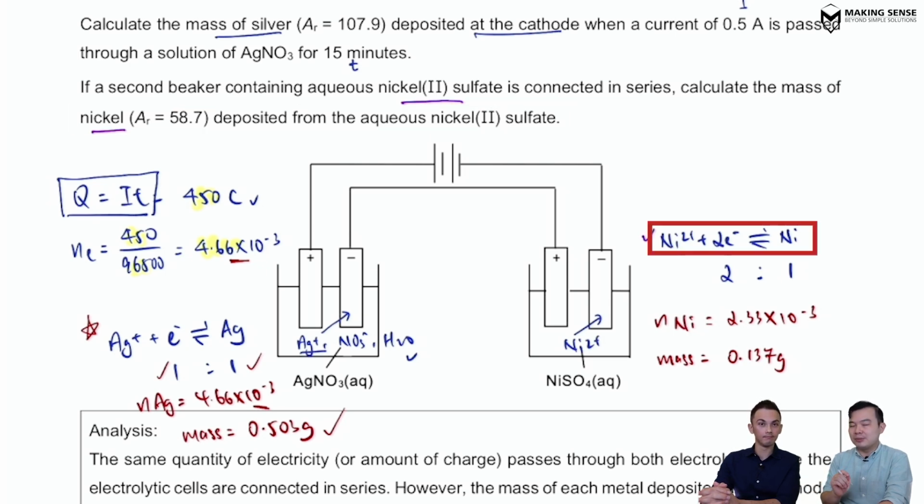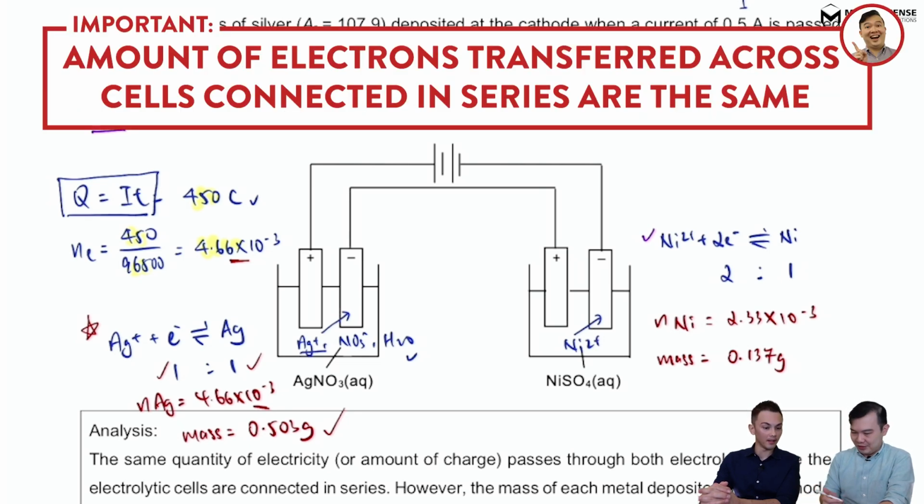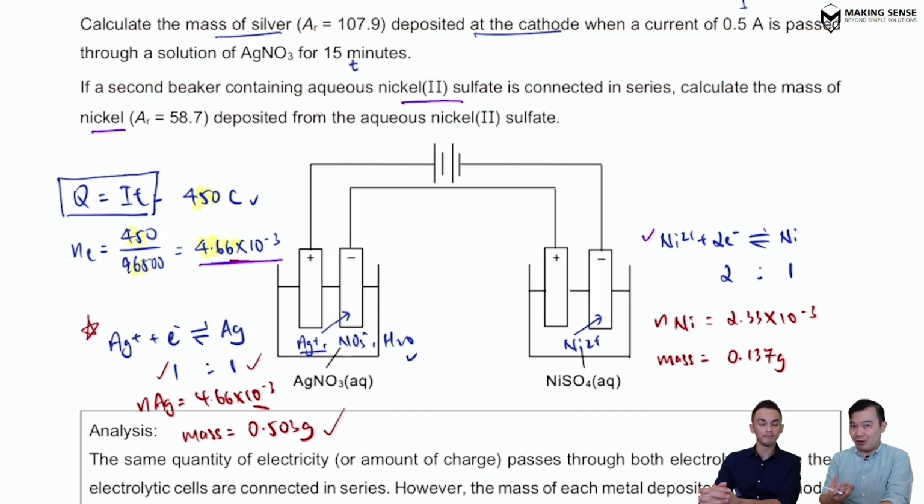One of the most important ideas about this kind of circuit, where you have your cells connected in series, is that the number of electrons transferred must always be the same. Whatever you see here will be transferred onto the second cell altogether. So same as what Mr. William said, we're going to write out the half equations. The main reason is because I want to take a look at the mole ratio.